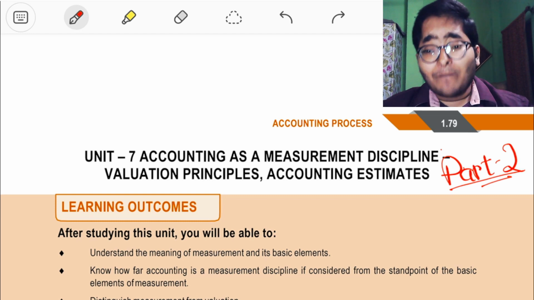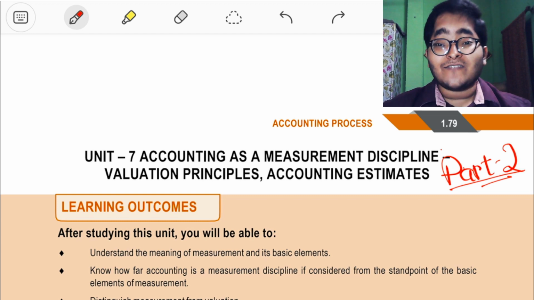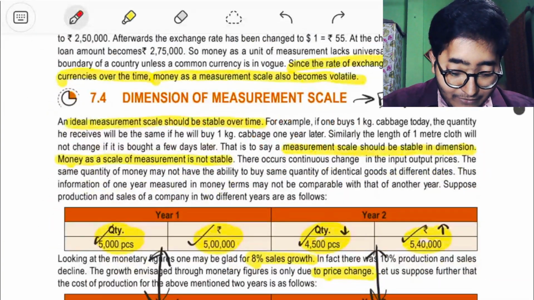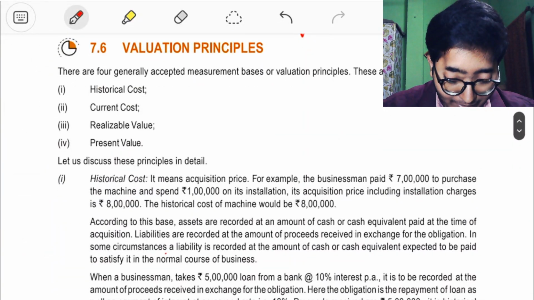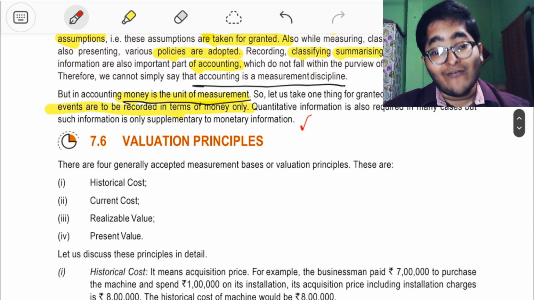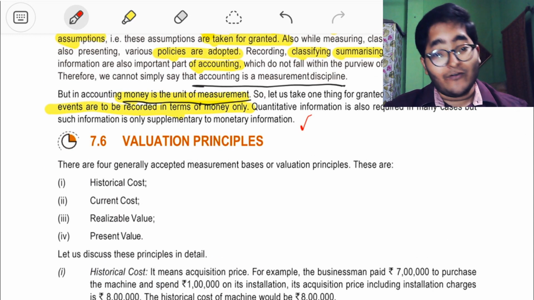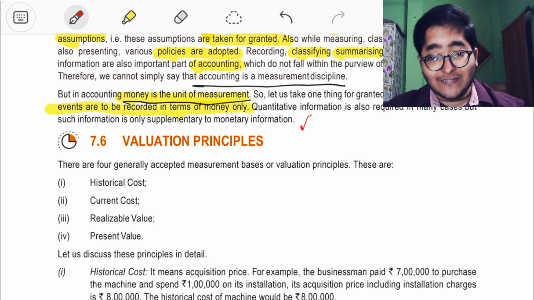So, in the previous video, that is the part 1, we have completed the first portion, and today we will be starting with valuation principles. So, our first topic for today is valuation principles.